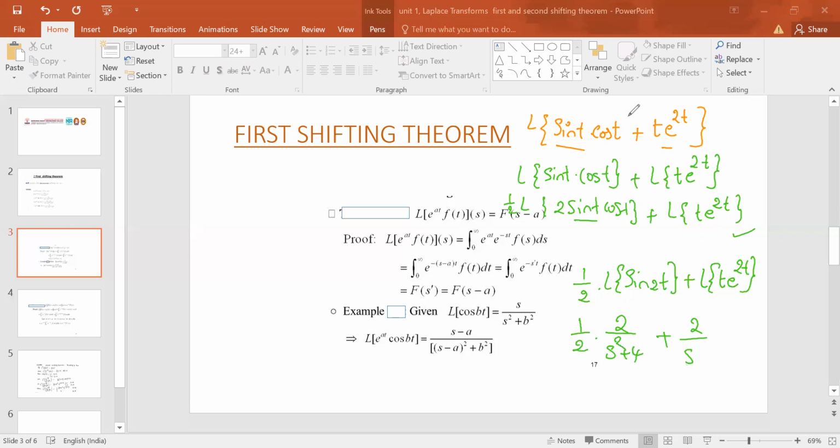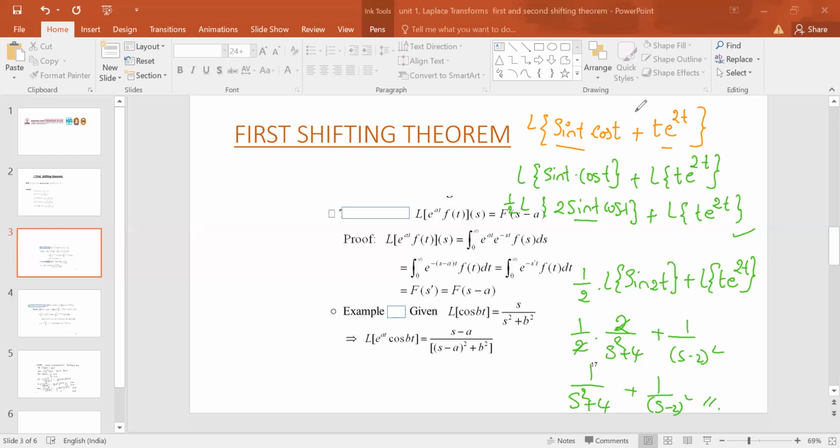Laplace transform of t is 1 by s square. So what we can write is 1 by s minus 2 whole square. Here we can cancel 2, 2. So therefore the final output will be 1 divided by s square plus 4 plus 1 by s minus 2 whole square. So like this we can calculate the Laplace transformation of the given functions by accumulating all the formulae from the beginning.